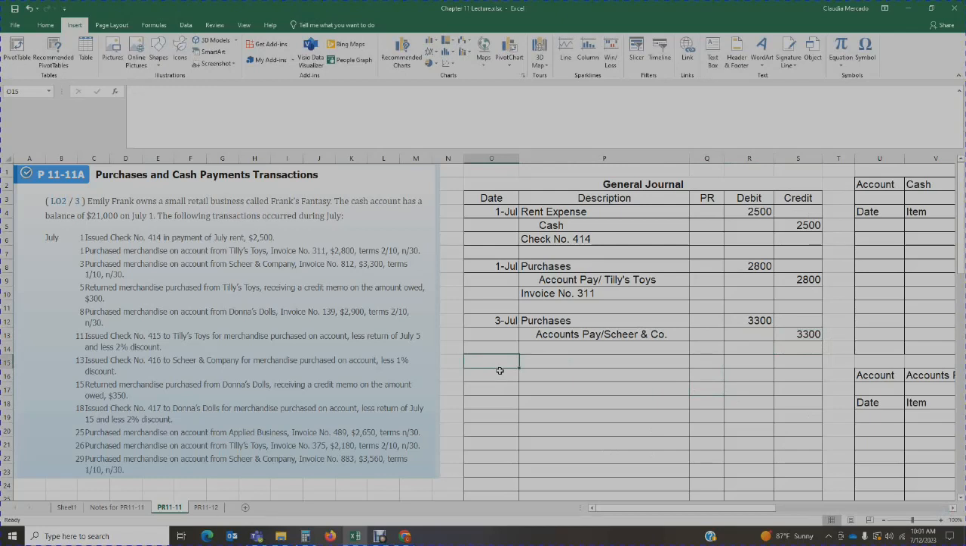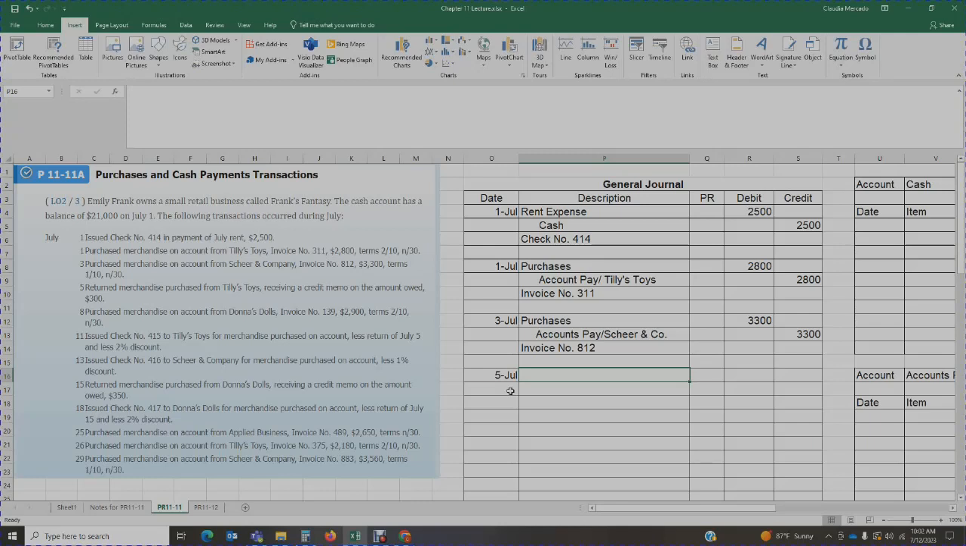What's happening on the 5th? Now this is where it starts getting a little bit challenging, okay? And let me put here, this is invoice number 812. Okay. So what happened on July the 5th? This is where it becomes trickier. Tilly's Toys returned some merchandise they had purchased, receiving a credit memo on the amount owed, $300. So Tilly's Toys returned $300 worth of merchandise.